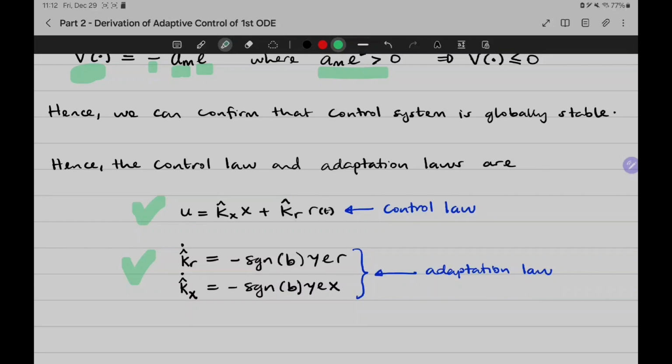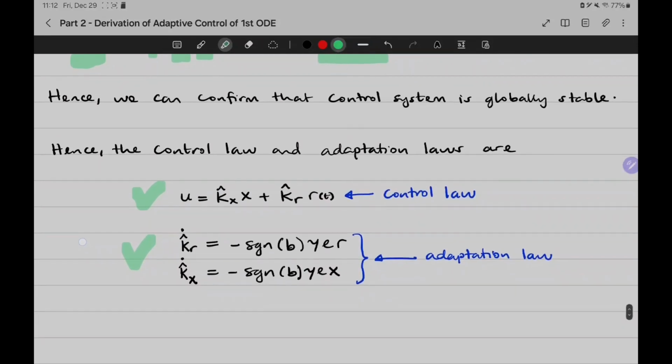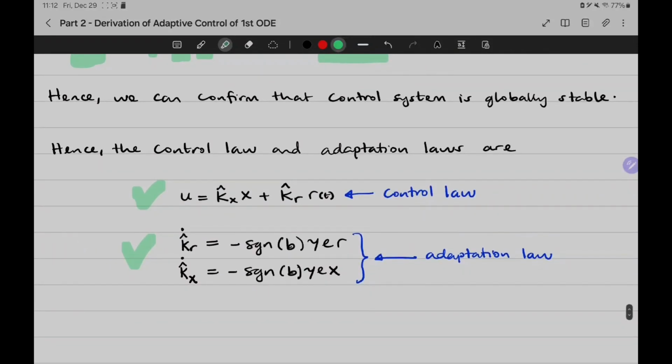I hope you understood something from the derivation. Again, it's a very simple derivation. If you do it a couple of times, you will understand what's really going on.